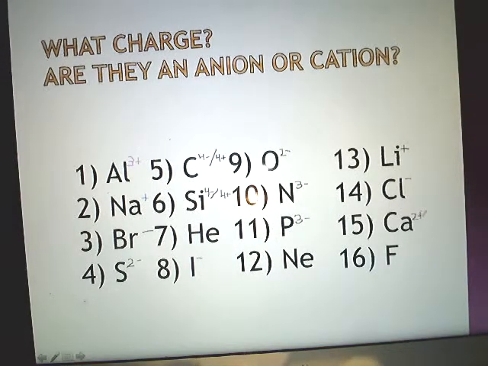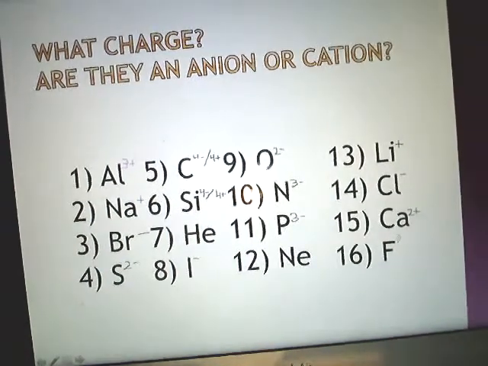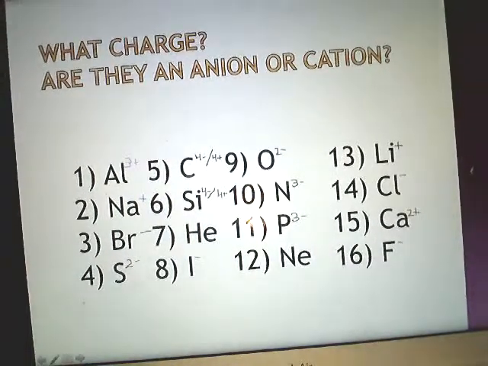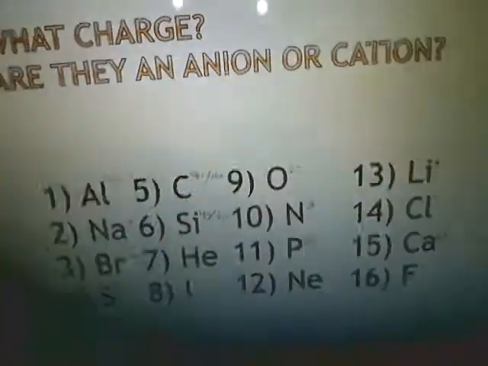And fluoride has 7 electrons. Fluorine has 7 electrons in its outer shell, so it'll gain 1 to get that full outer shell, as a minus. Okay, so I hope you got those ones right.